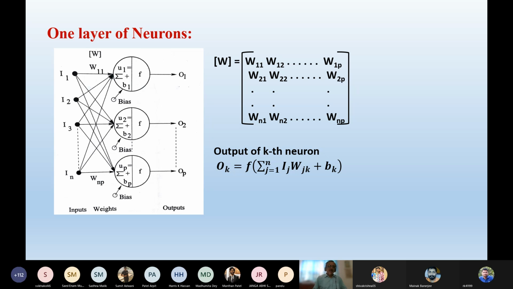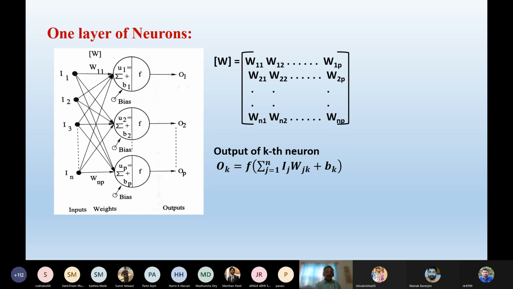Now, once I have seen the working principle of one artificial neuron, I'm just going to consider a layer of neurons. A layer of neurons consists of a large number of neurons.